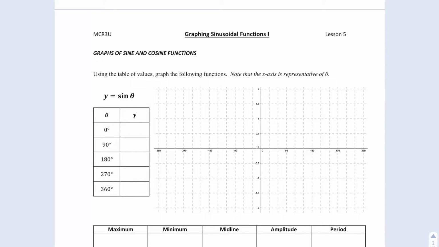What I'd like you to do is use this table of values here on the left side, and try to graph y equals sine of theta. You can use your calculator to punch these values in. These are all those special cases. Sine of 0, I punch that in, and I get a value of 0 for y. Sine of 90, and I get a value of 1. 180 is 0, then 270, I'm all the way down to -1, and 360 returns to 0.